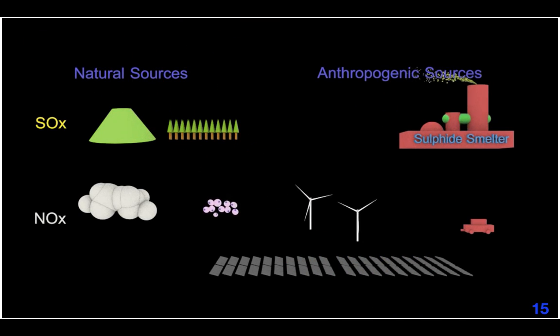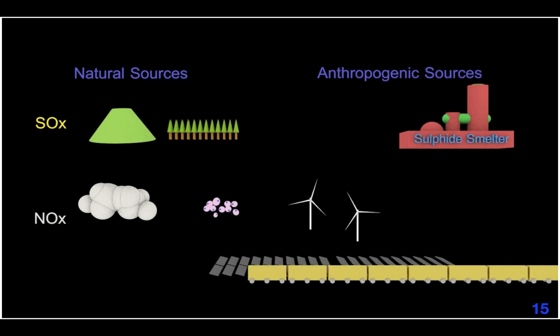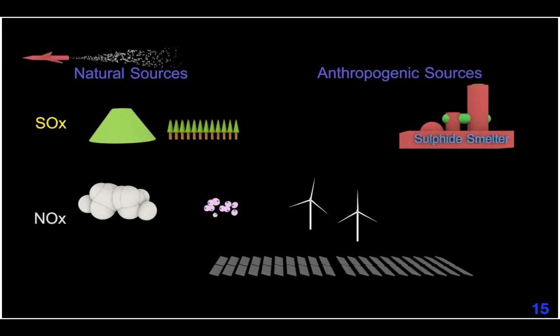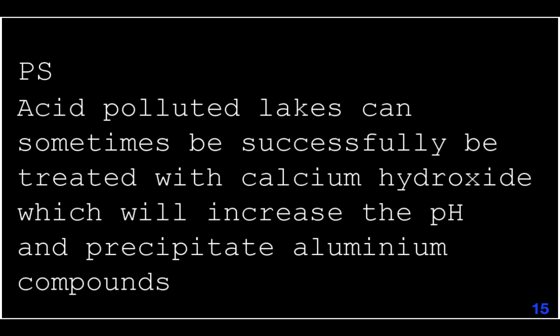Sulfide smelter, again, you can treat the chimney exhaust and use an improved design to reduce sulfur oxide emissions. Cars produce nitrogen oxides. They don't produce sulfur oxides. Take the train instead of the car, public transport. And finally, don't forget planes produce nitrogen oxides. And this little bit here, acid polluted lakes can sometimes be successfully treated with calcium hydroxide, otherwise known as lime, which will increase the pH and precipitate out some aluminium compounds.